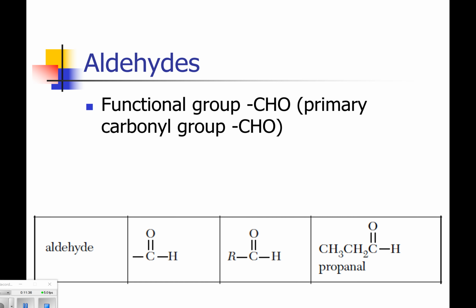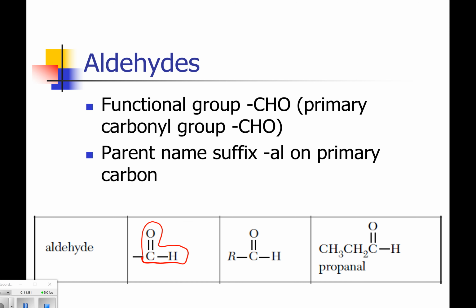Aldehydes. Their functional group looks kind of like a carboxyl group, but we're missing 1 oxygen. So the functional group is a CHO, a primary carbonyl group, not carboxyl, but carbonyl, CHO. And the endings are going to get al. So if it's an aldehyde, this would normally be propane. We put it in, it becomes propanal.